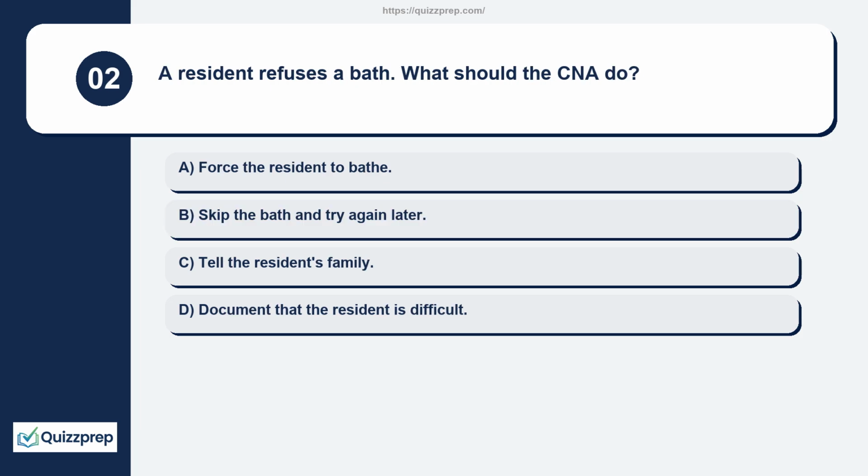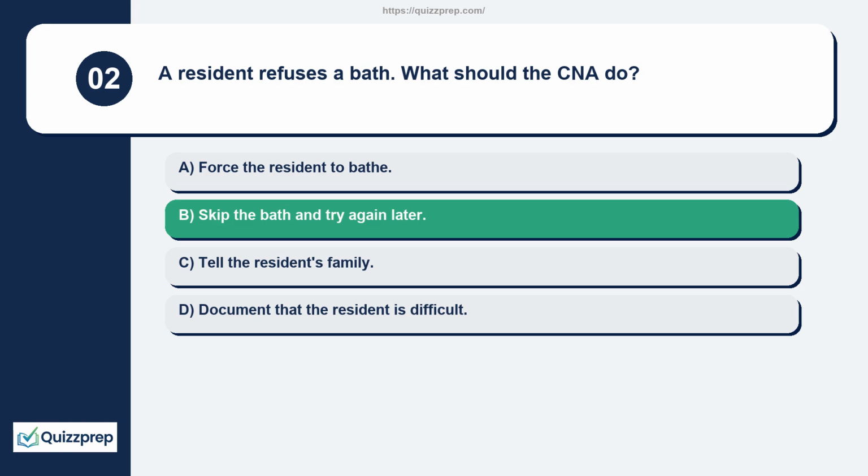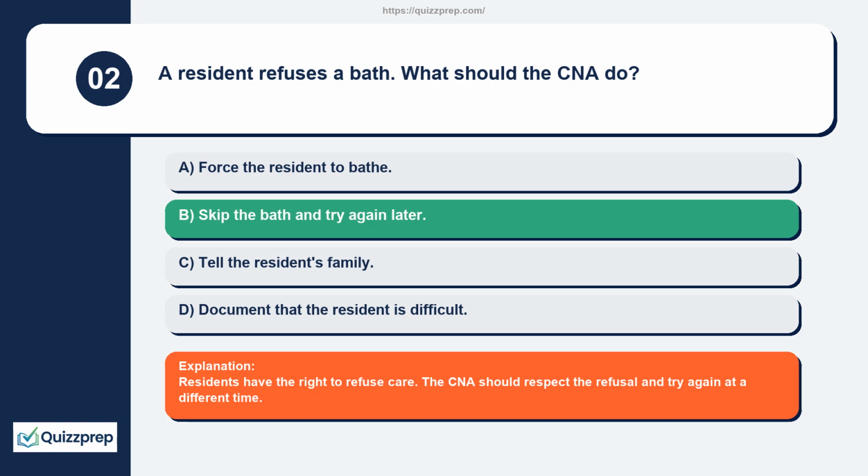Question 2. A resident refuses a bath. What should the CNA do? Force the resident to bathe. Skip the bath and try again later. Tell the resident's family. Document that the resident is difficult. Residents have the right to refuse care. The CNA should respect the refusal and try again at a different time.